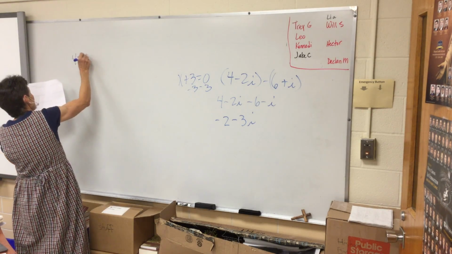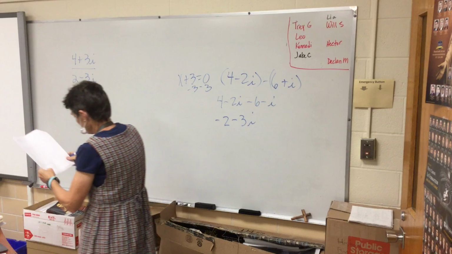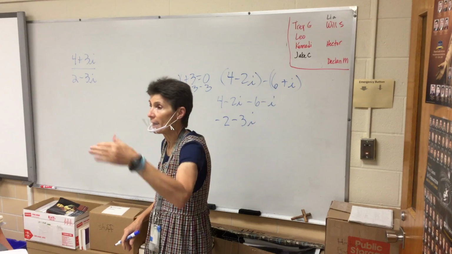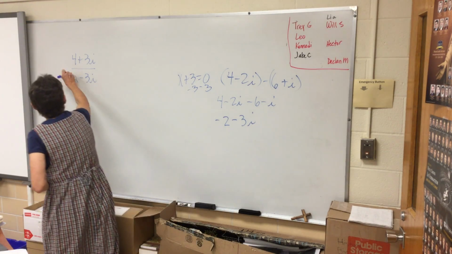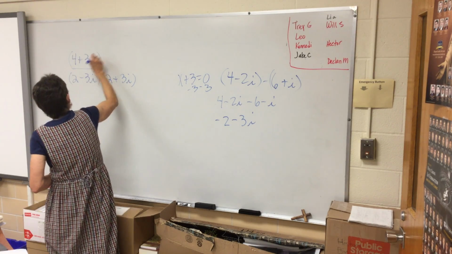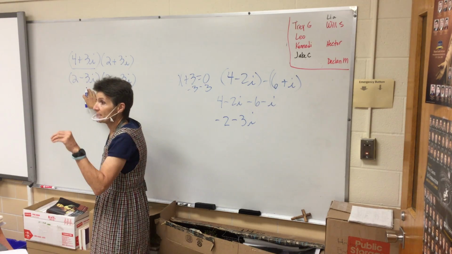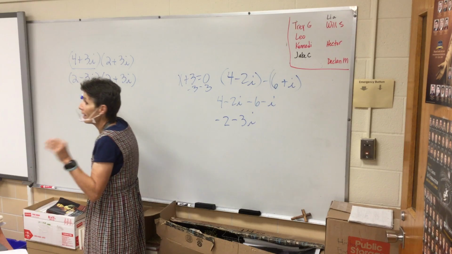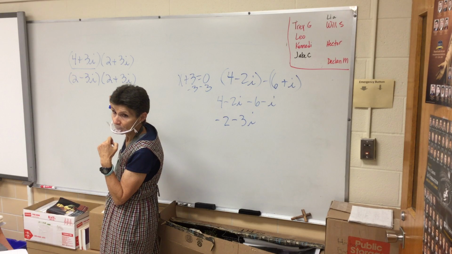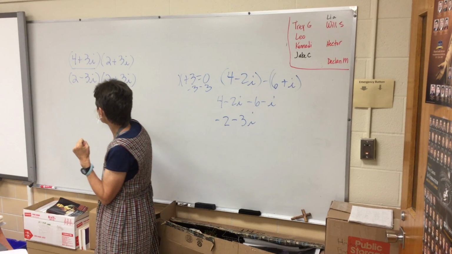So 4 plus 3i over 2 minus 3i. You make it into a FOIL, right? We're going to do a FOIL on the top and a FOIL on the bottom, because we're going to multiply by the conjugate. And the conjugate, remember, is the denominator with the middle sign changed. So since this is 2 minus 3i, we're going to multiply by 2 plus 3i. And now, yeah, we have a bunch of FOILing to do.